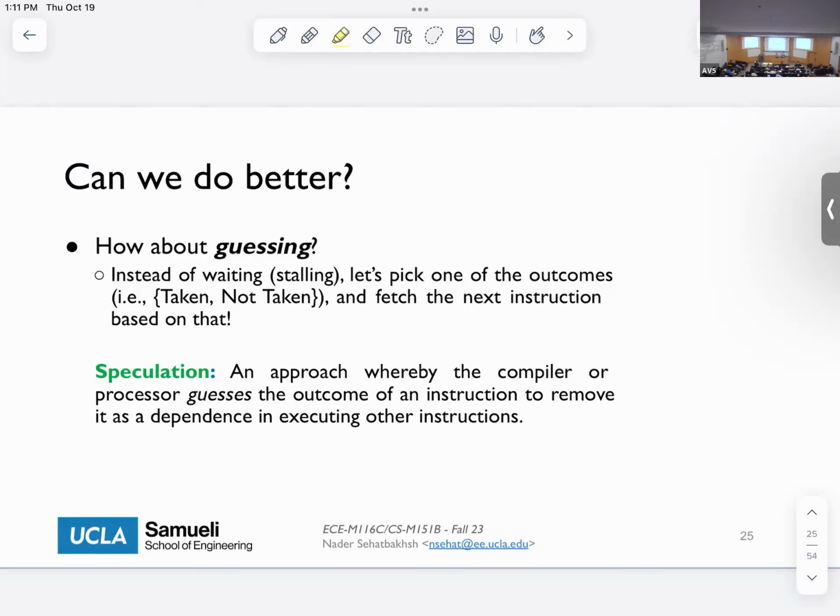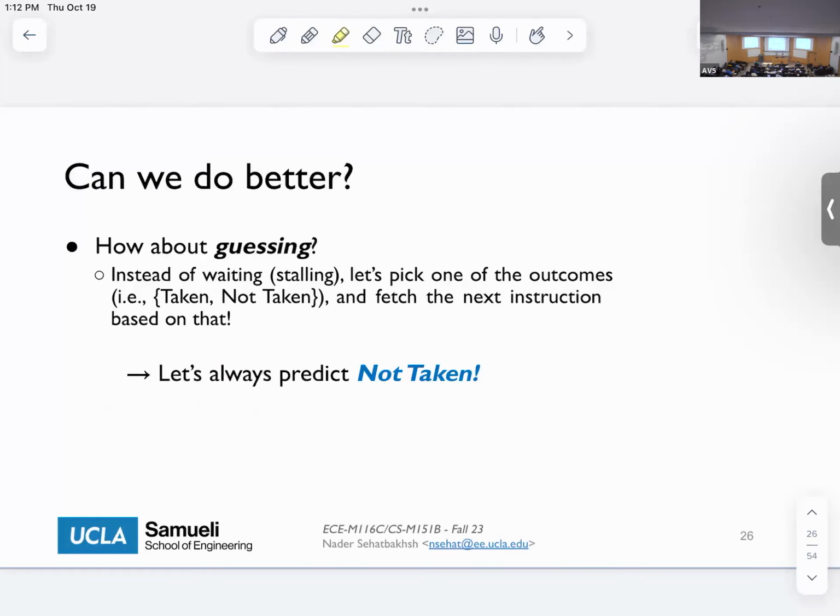This guess could be made either by the compiler or by the processor. Either one can make this guess, and as I said, we call this speculation. So for now, let's say that we go with the not taken approach. Any time that we see a branch, we're going to predict that it's going to be not taken. Okay, let's see how this helps us, what issues it brings, and how we can fix that.